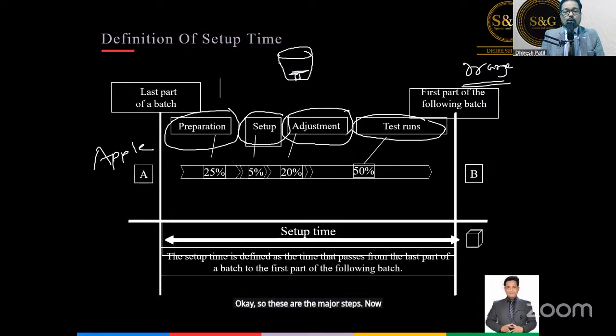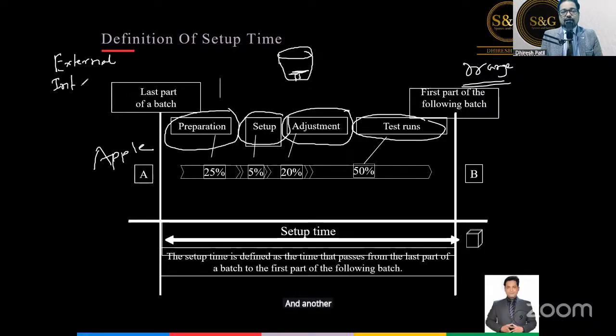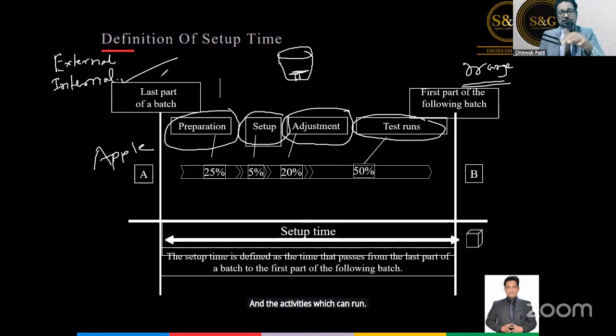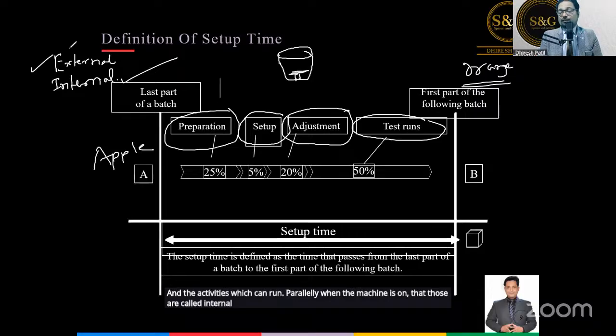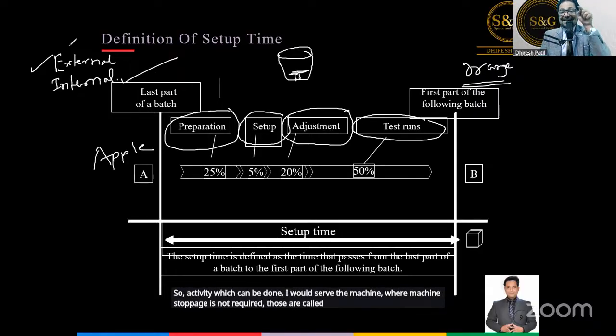Now understand this. What Shigeo Shingo did, he tried to distinguish this into two categories. One is called external activity and another is called internal activity. What does that mean? The activities which require the machine to be stopped are called internal activities. And the activities which can run parallelly when the machine is on are called external activities. So activity which can be done outside of the machine, where machine stoppage is not required, is external, and inside the machine is internal.